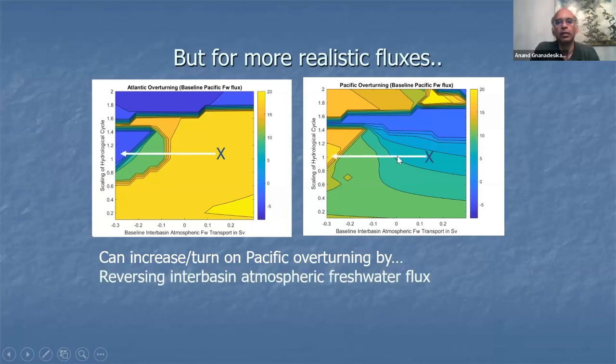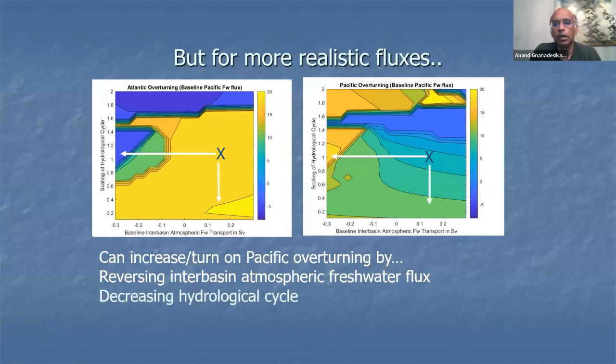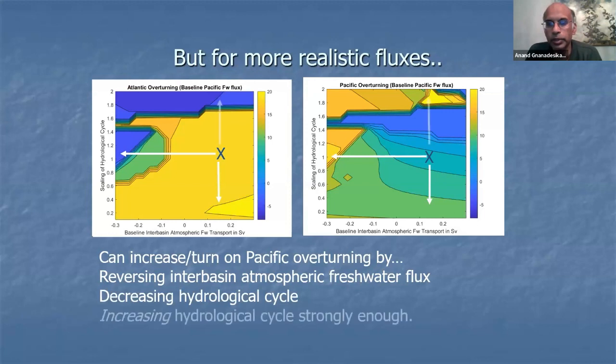So I can also, though, turn on the Pacific by reversing the freshwater flux. So this would be potentially the result of tectonic changes in deep time. I can decrease the hydrological cycle and increase the overturning in the Pacific, or I can increase the hydrological cycle.